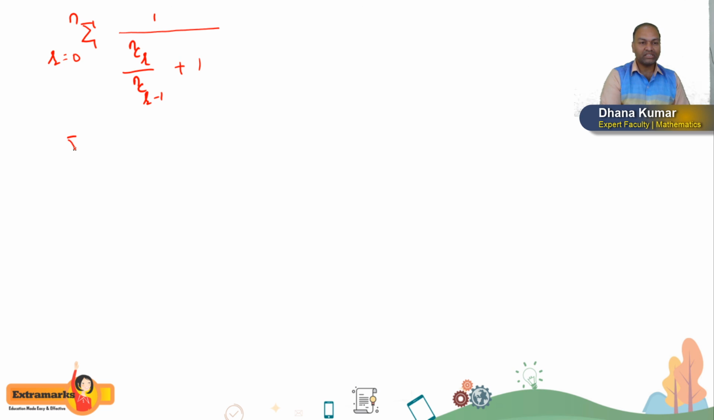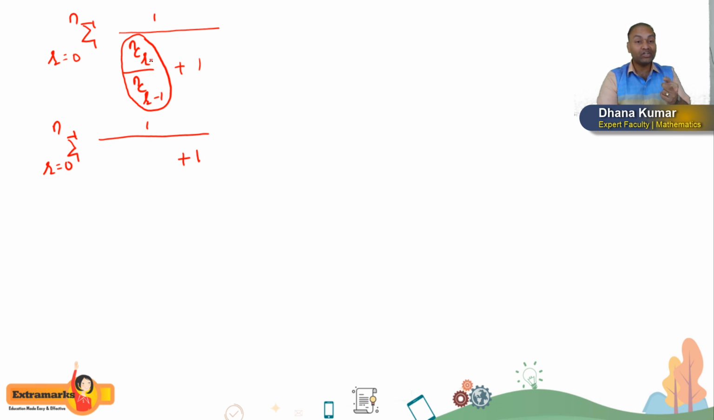This can be written as sigma r ranging from 0 to n, 1 by this plus 1, as it is I am writing. For this part's simplification, just see one simple approach. In the numerator and denominator, you observe this one, the upper suffix is the same, right? And the lower suffix difference is how much? 1. And the numerator lower suffix is the highest value. Correct or not?